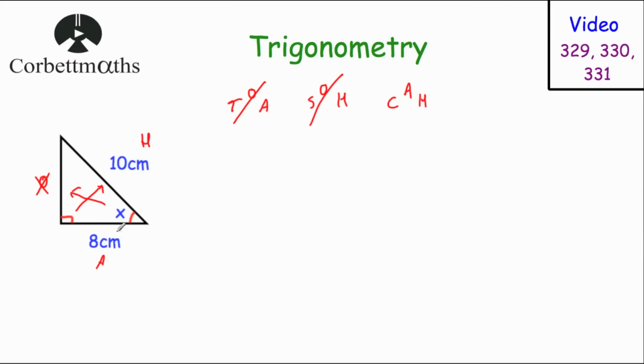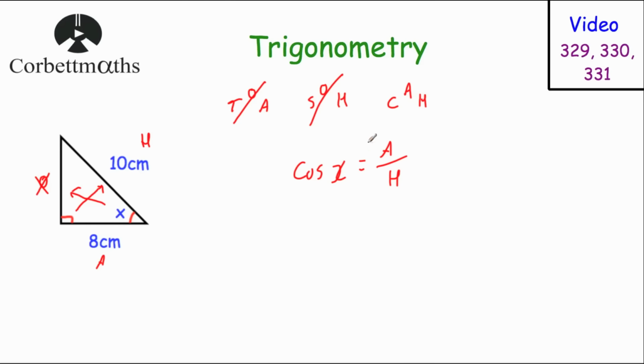Now we want to find the size of this angle. So we cover up the cos. We want to find the cos of the angle, so you cover up the cos and we know that's equal to adjacent divided by hypotenuse. So cos of the angle, so cos x, equals the adjacent, so A, divided by the hypotenuse, h.